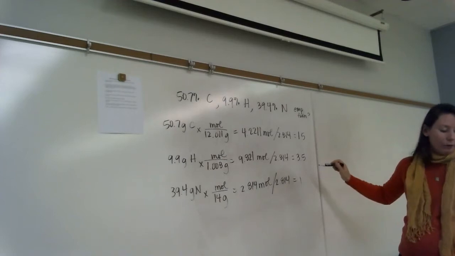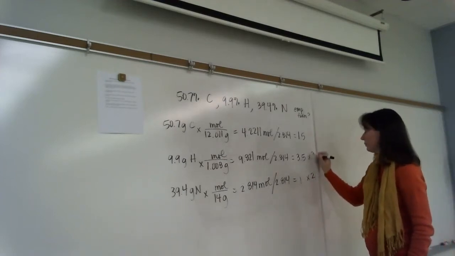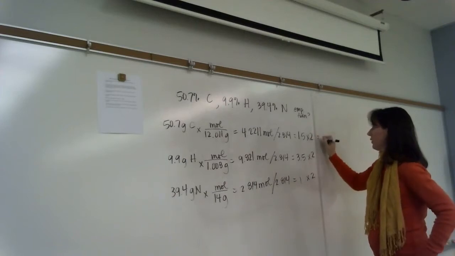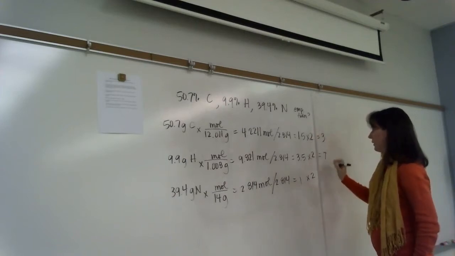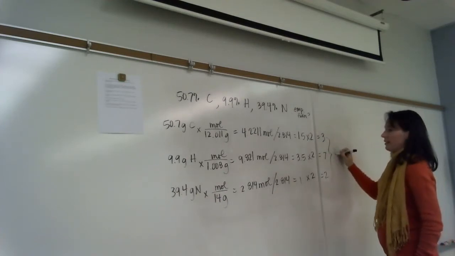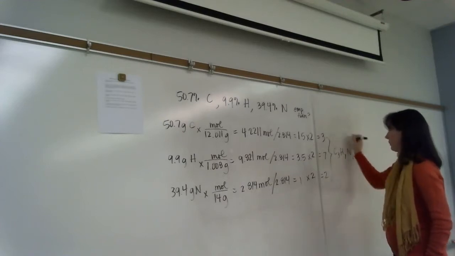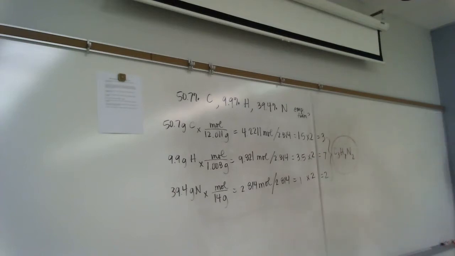We want to get rid of that half, so you go out and multiply everybody by 2. So that gives me 3, that gives me 7, that gives me 2. So my formula is C3H7N2. Do you see why we had to multiply everybody by 2?